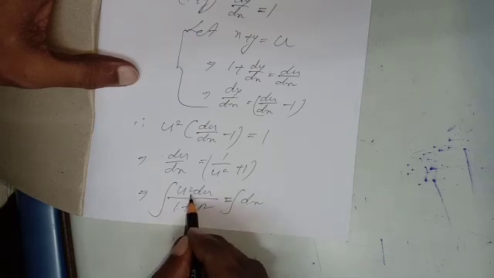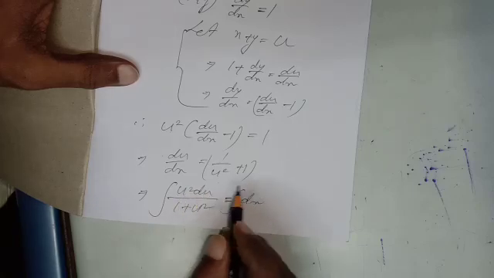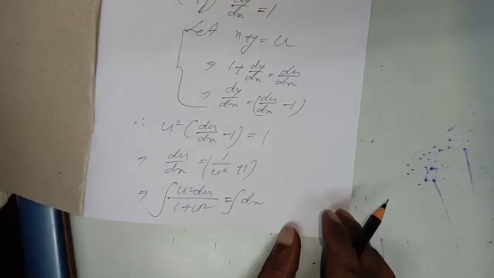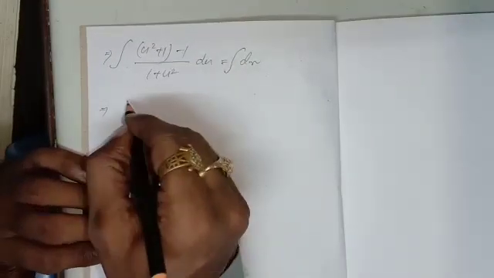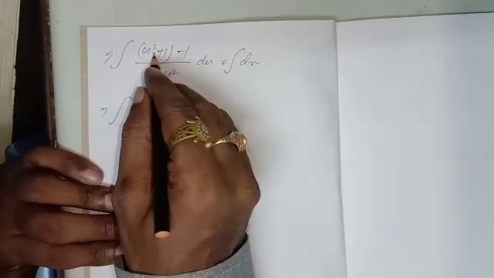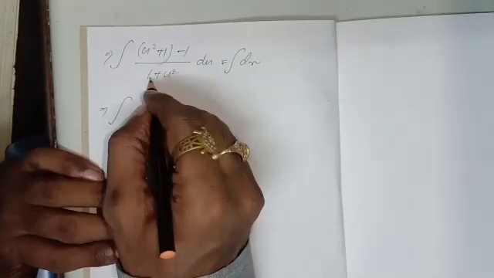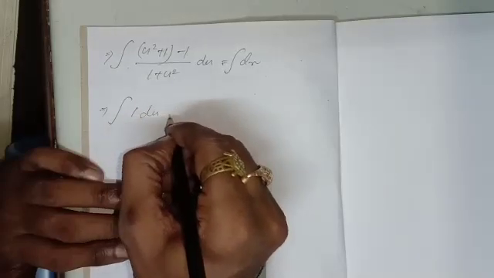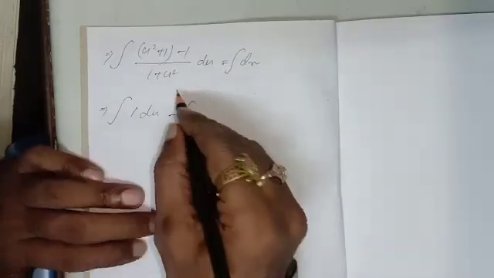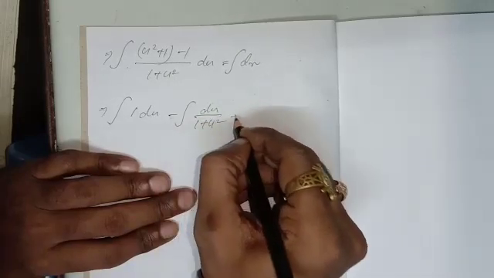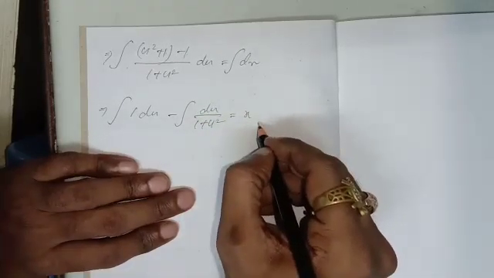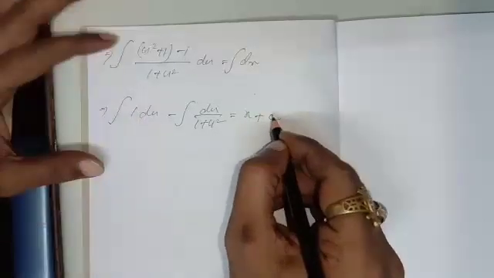Here you have to add 1 in the numerator, adding 1 and subtracting 1, this will be u square plus 1 minus 1. See here, I have added 1 and subtracted 1. After that you separate the fraction: (u square plus 1) by (1 plus u square), this will be 1 du minus 1 by (1 plus u square), meaning du by (1 plus u square), equal to x plus c, the integration constant.